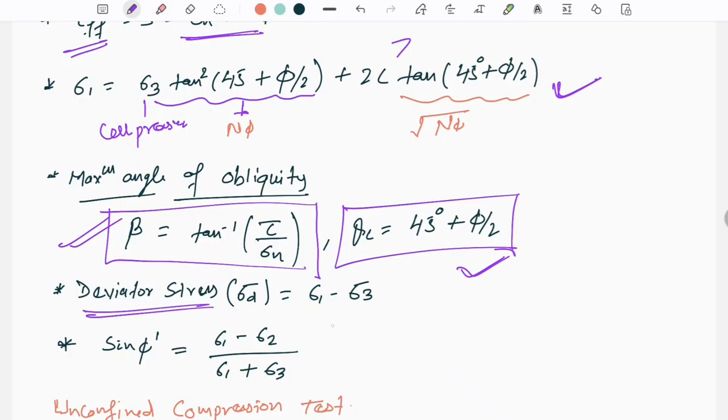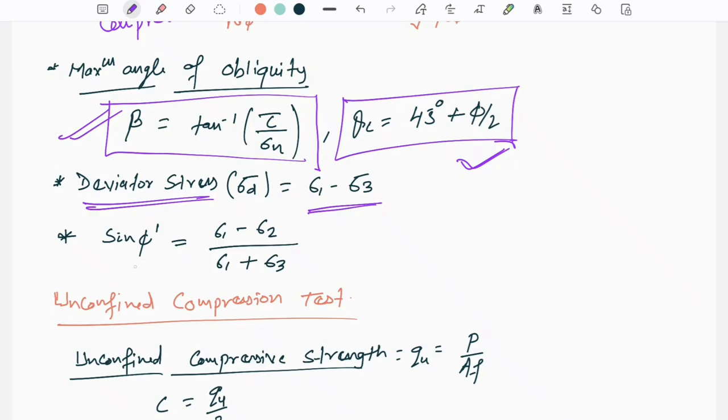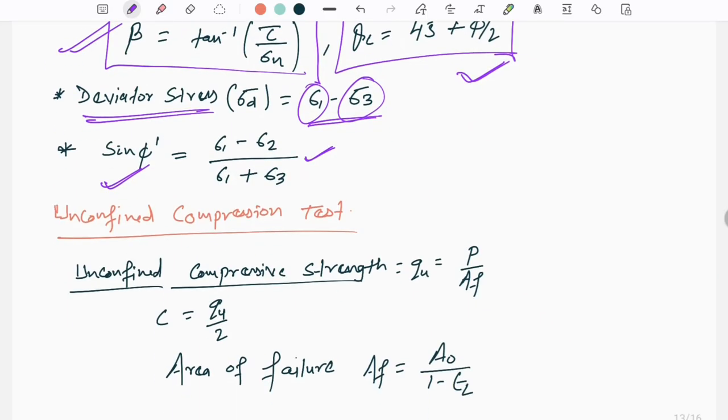Next is the deviator stress. You know sigma 1 minus sigma 3, the difference of the principal stress minus the cell pressure, is nothing but the deviator stress. Next is sin phi dash. When these two values, sigma 1 and sigma 3, are given, you can find this phi value. The relationship is sigma 1 minus sigma 3 divided by sigma 1 plus sigma 3. And another question is when this phi value is given, you can find out sigma 1 and sigma 3.